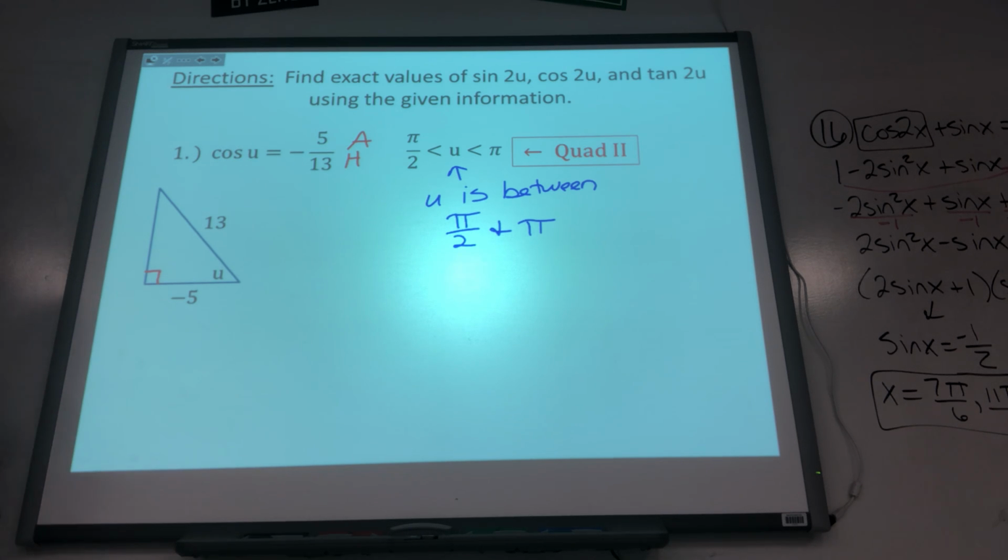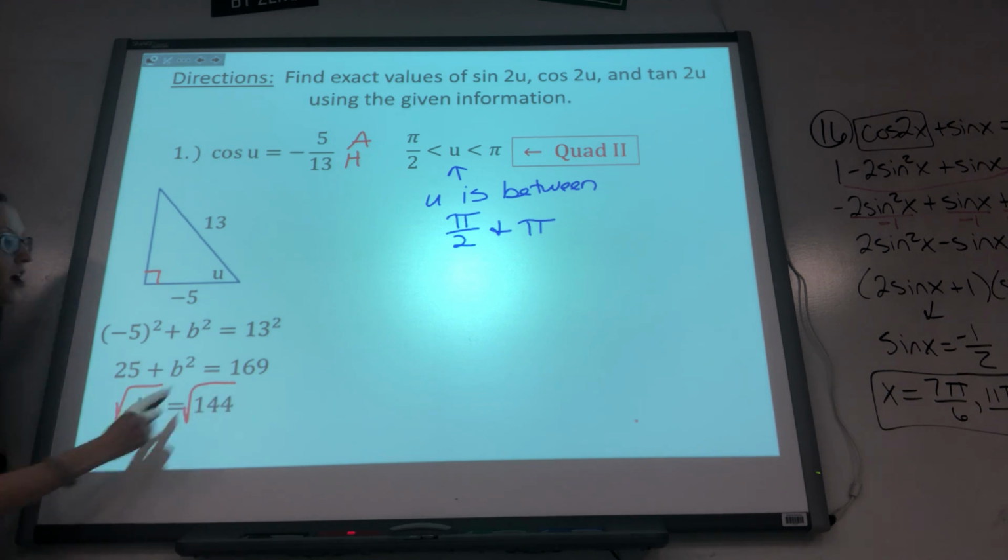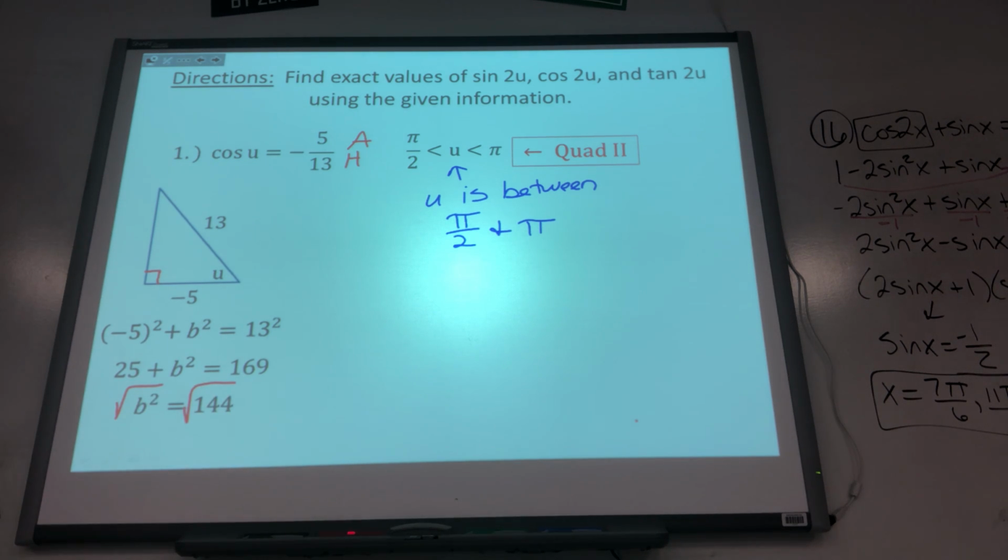Now, more than likely, I will need to know what this side is as well. So I'm going to go ahead through my Pythagorean theorem to find that missing side. I'm calling it B. It could be A or B. So if I square 13, I get 169. Subtract the 25 and then square root both sides. Now be careful about the positives and the negatives. If I'm in quadrant 2, should this side be positive or negative?